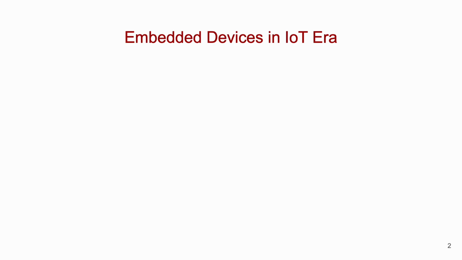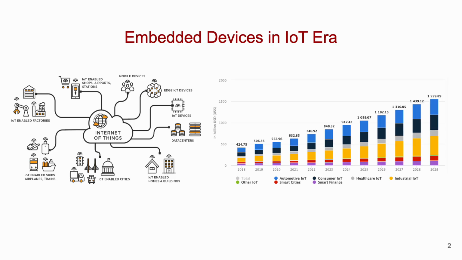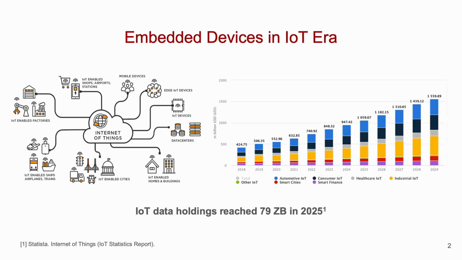Today, embedded devices are ubiquitous. They can be found everywhere from military asset tracking and remote patient monitoring to edge computing enabled wearables and self-driving cars. As this chart illustrates, it is projected to become a trillion-dollar industry in the next 4 years. In 2025, IoT devices collectively held 79 zettabytes of data, underscoring the accelerating scale of information generated and stored across embedded devices.